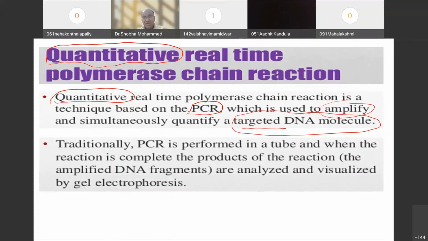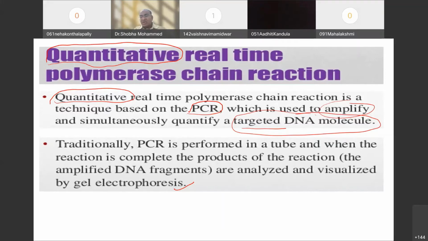Now, traditionally the PCR was performed in a tube. When the reaction is complete, the products of the reaction are analyzed and visualized by using gel electrophoresis. When they used to do the first PCR, the solution used to be extracted, and we used to have the electrophoretic machine, as taught in biochemistry techniques, where we add the sample to the sample site, and the electrophoresis will tell me.